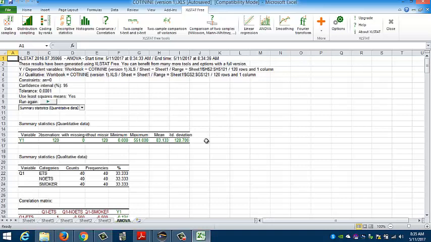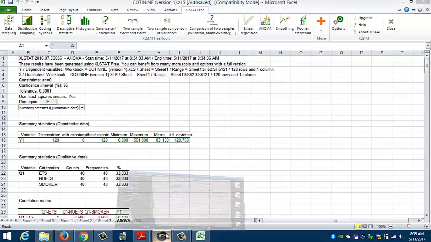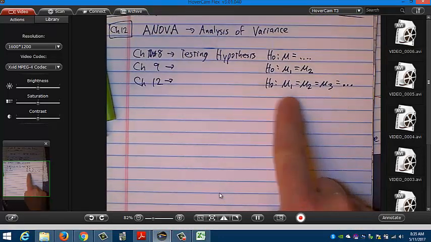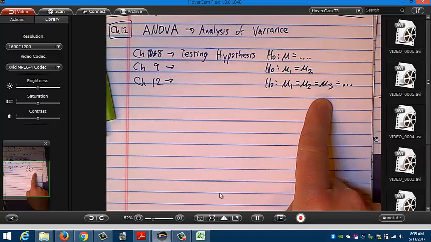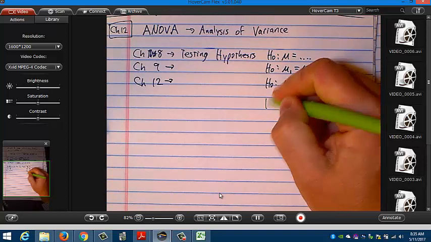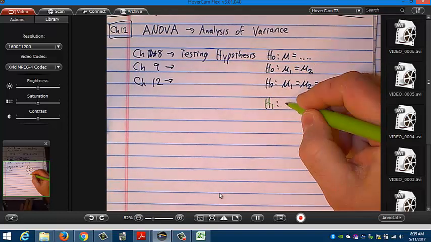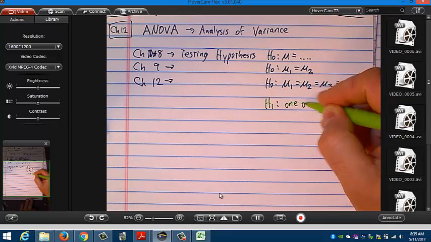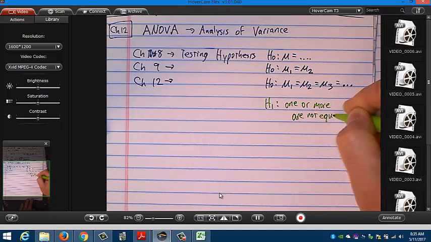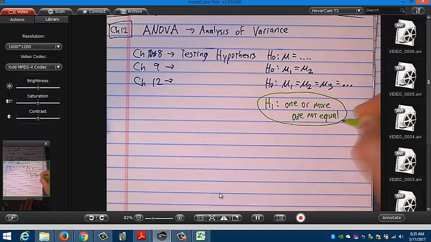And so what we really want to do is look at whether we are going to reject or fail to reject the null hypothesis. Again, the null hypothesis in this chapter 12 has to do with three means. I wrote this down yesterday for you guys. Are the means equal? That's the null hypothesis. I guess the alternative hypothesis would be that one or more are not equal. So that would be my alternative hypothesis in general.